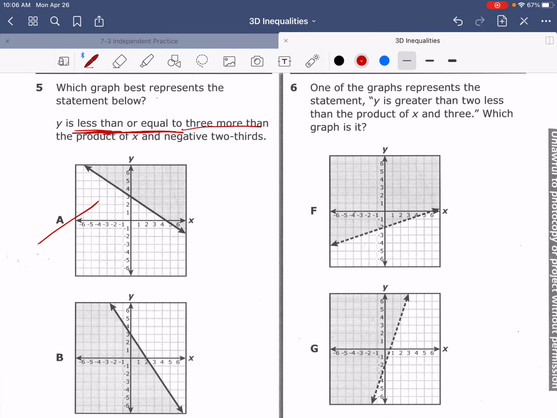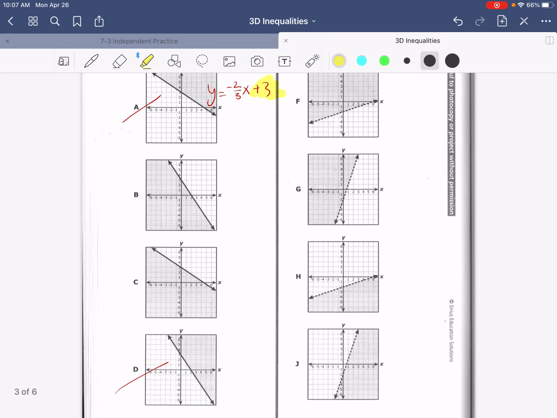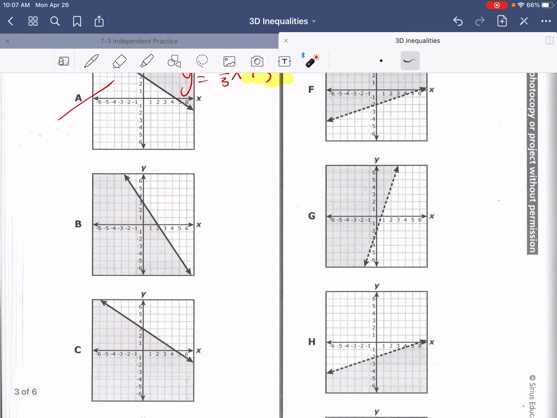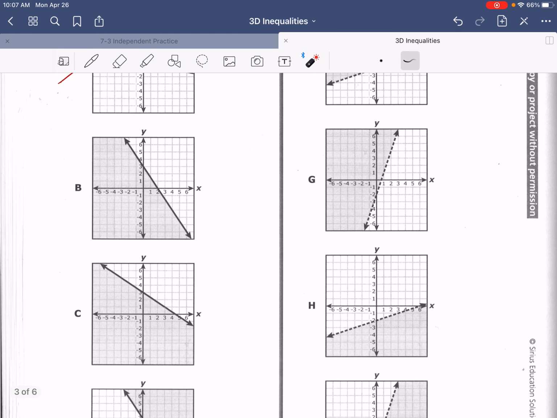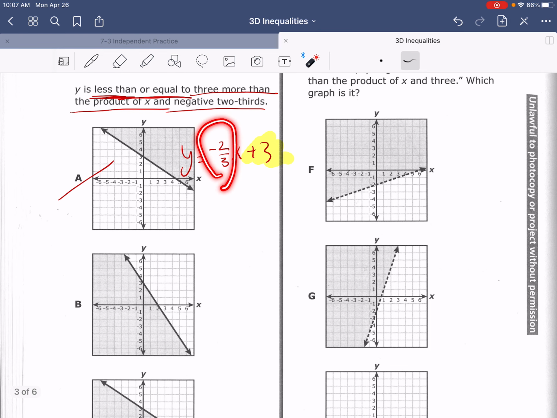3 more than the product of x and -2/3. -2/3 x, 3 more, plus 3. Technically, plus 3, the last number, represents the y-intercept. So which one has +3 as a y-intercept among these two? Oh, both of them. Oh my goodness. So it's really a matter of you determining the negative 2/3.